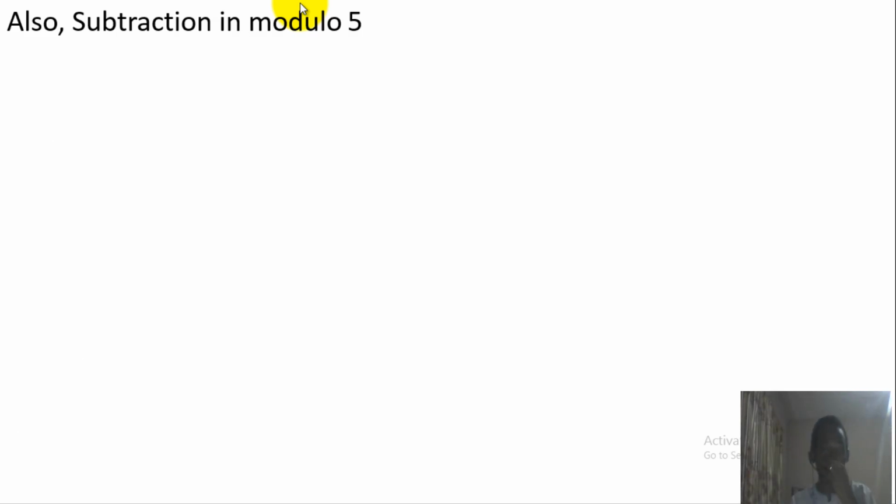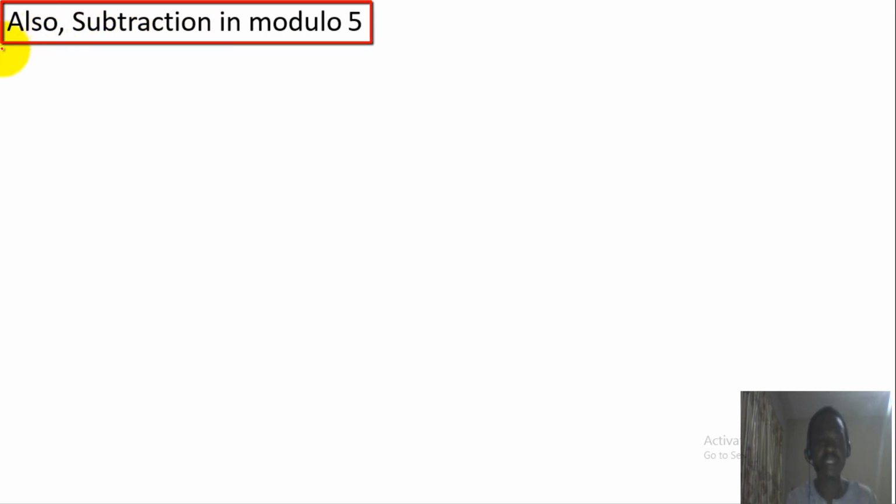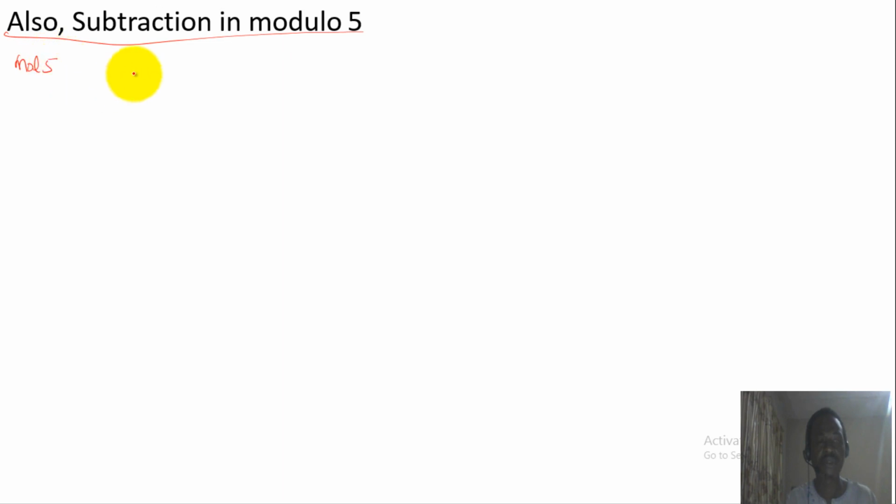This morning we're talking about subtraction in mod 5. Therefore, when we're talking about mod 5, we are talking about subtraction in mod 5. Think about what will come to your mind when you're talking about mod 5: the digit numbers that start from 0, 1, 2, 3, then 4, all together.